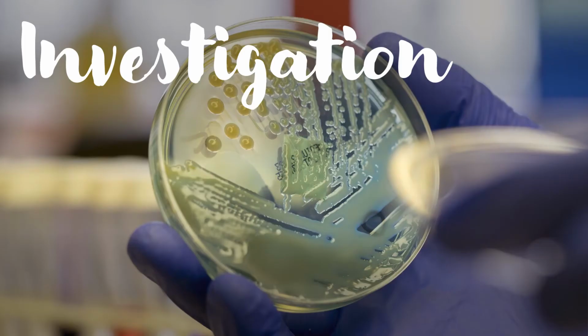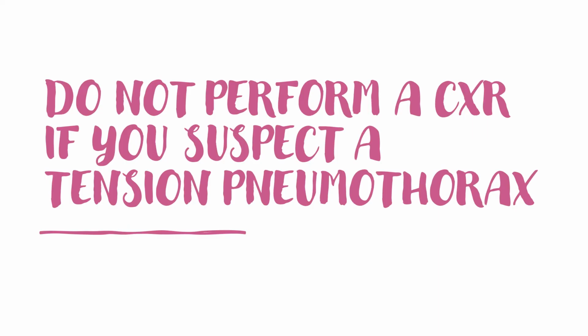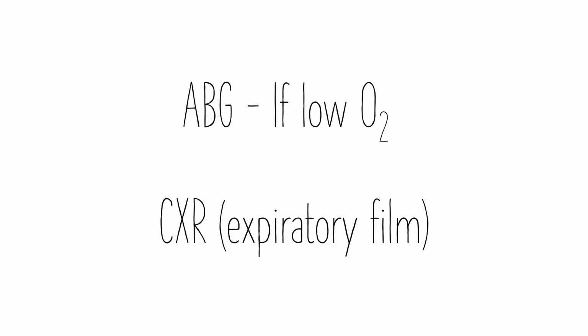Because this condition is so serious, it means that we can manage it or investigate the condition in different ways. The most important thing to remember is you do not perform a chest x-ray if you suspect a tension pneumothorax because this is delaying treatment. However, if you are happy that this is not a tension pneumothorax, you may progress with an ABG if the patient has low oxygen, but the gold standard is a chest x-ray. You might even specifically request an expiratory film.